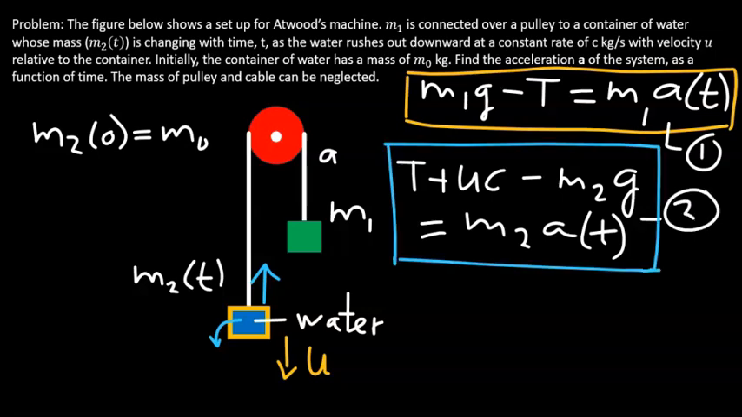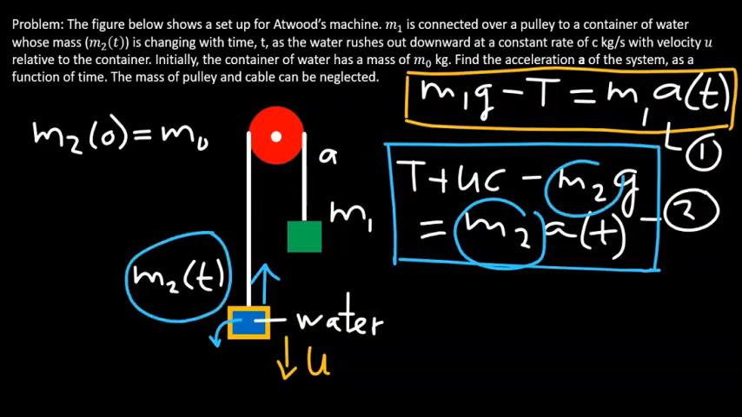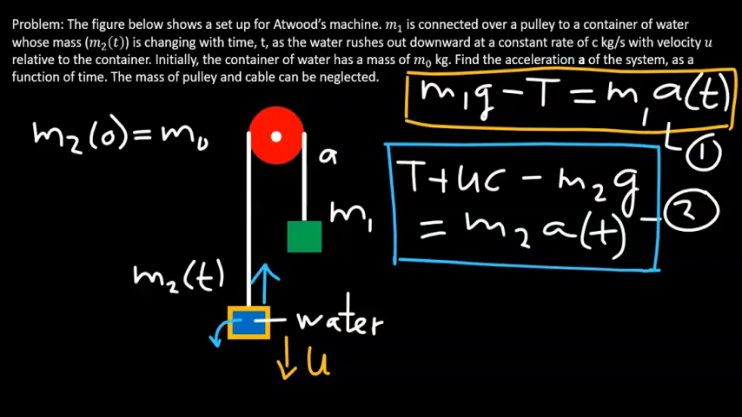Since we have understood that m2 is also a function of time, let's write m2 in terms of m0, which is the mass of the container of water at t equals 0, and c, which is the constant rate with which the water rushes out. That is an easy task. Since the rate with which the water rushes out, let's call it dm/dt, is just c, the water loss at any time t can be obtained by simply integrating this equation.